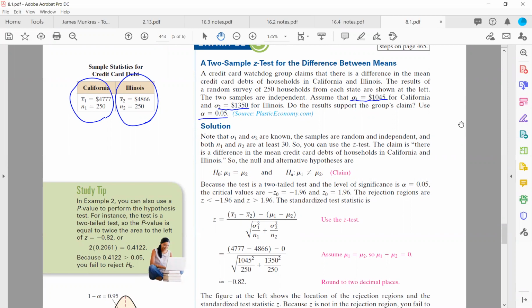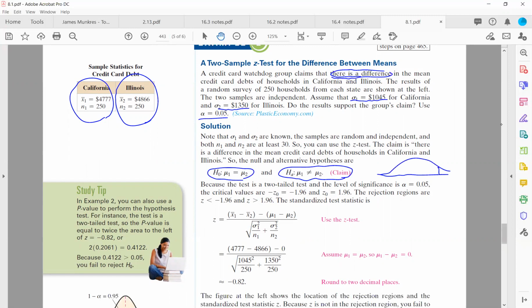Okay, in the first line, it says a credit card watchdog group claims that there is a difference. It means that mu1 is not equal to mu2. There is a difference between the two means. This is your alternative hypothesis. So you can form your null hypothesis, which says mu1 is equal to mu2. So here you have a two-tailed graph because mu1 is not equal to mu2.